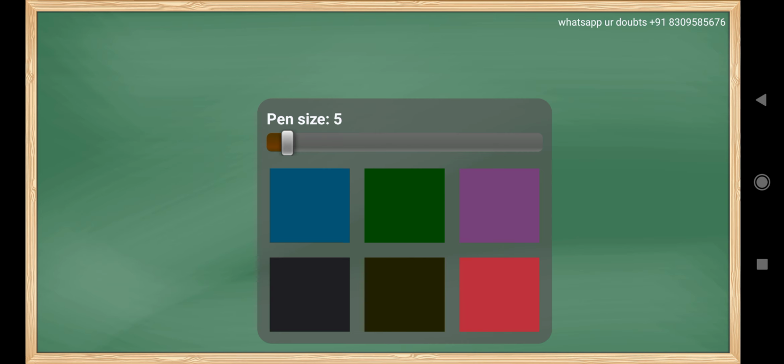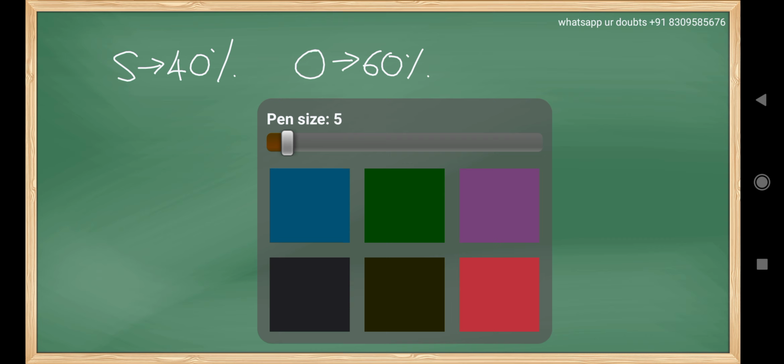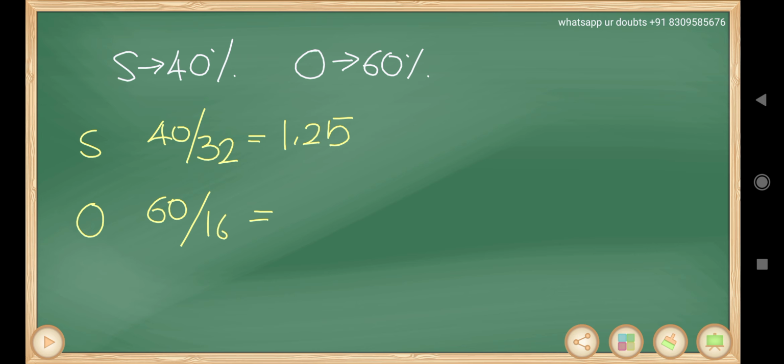See one more example. Sulfur 40%, oxygen 60%. So sulfur number of moles is equal to 40 by 32. Oxygen number of moles is equal to 60 by 16. Here 40 divided by 32 is 1.25. 60 divided by 16 is 3.75.